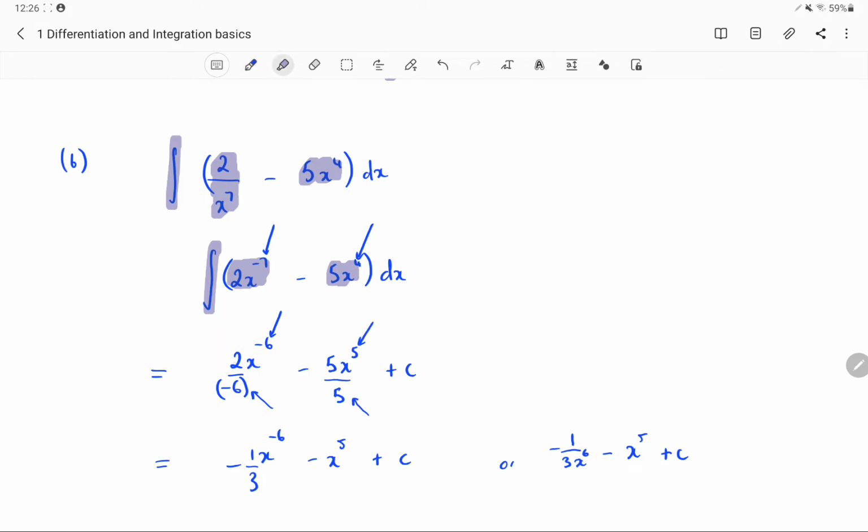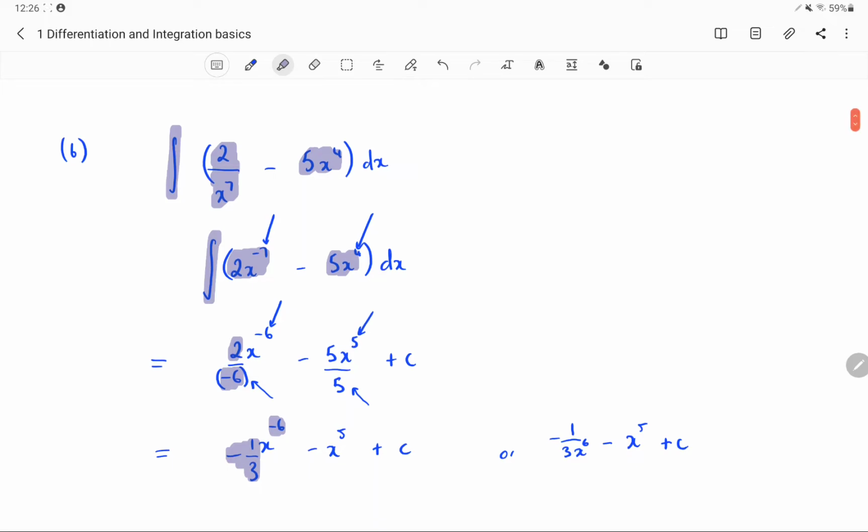So tidying that all up, 2 divided by minus 6 is going to be a negative 1/3. And there's our new index. We're taking away 5 over 5, so we're taking away 1. So taking away x to the power 5.